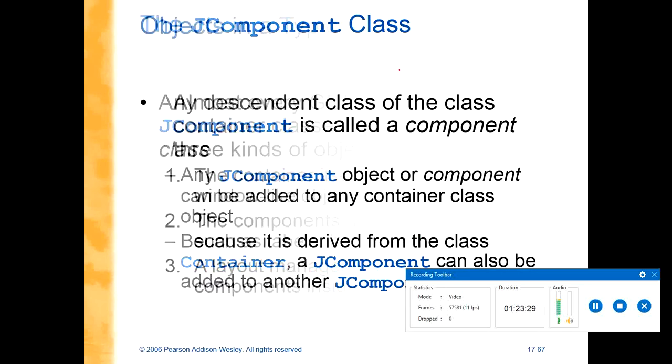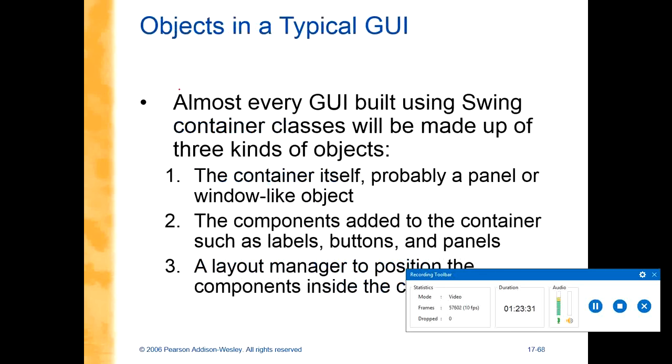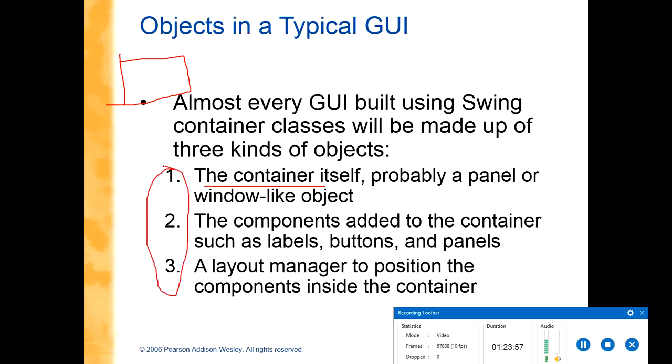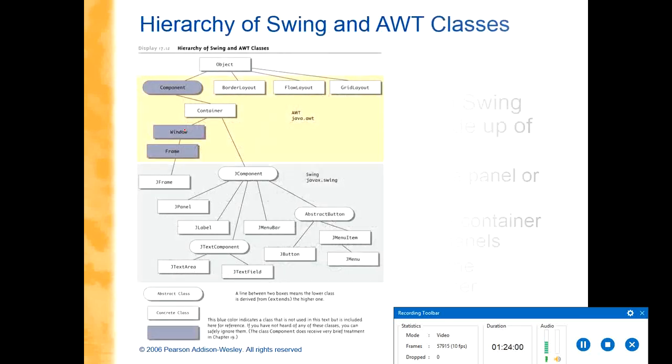Alright, so moving ahead. Objects in a typical graphical user interface. Almost every graphical user interface is built using Swing container classes. It will be made up of 3 kinds of objects. First is the container itself, which probably looks like a window. Then components which can be added, for example labels, buttons, panels, and the layout manager, which defines the position of the objects inside the container. So these are the 3 basic things which every GUI program will always have.